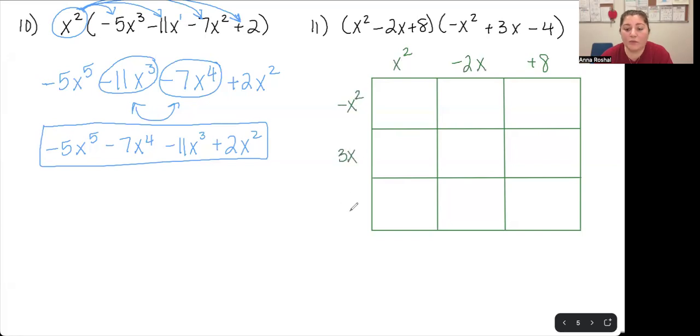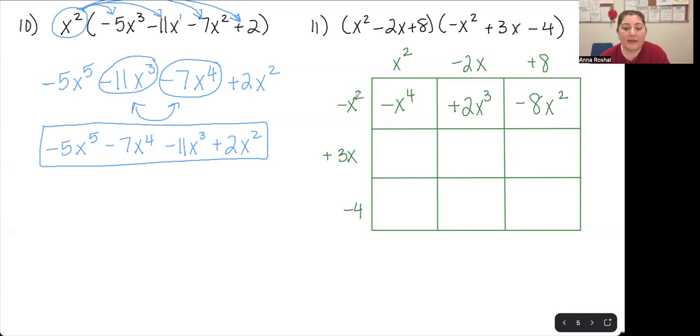The only thing that I would recommend is putting in the positives and negatives in the right places so that you know what's happening. And then we just go in and we straight up multiply, right? So we end up with negative x to the fourth, positive 2x to the third, negative 8x squared.